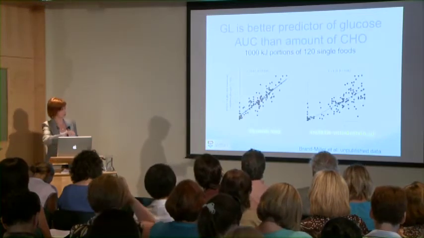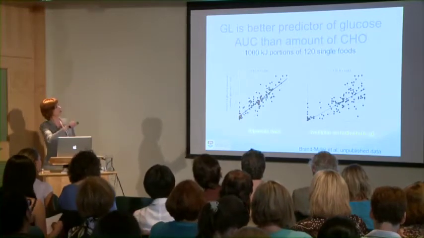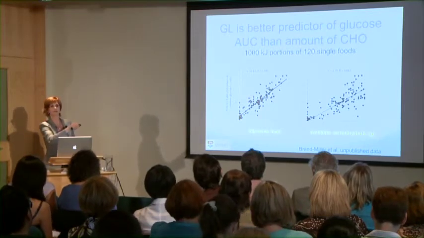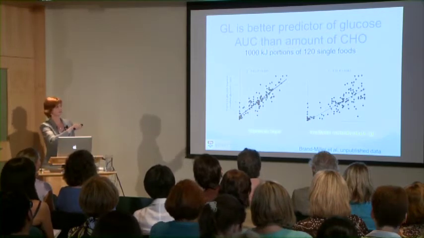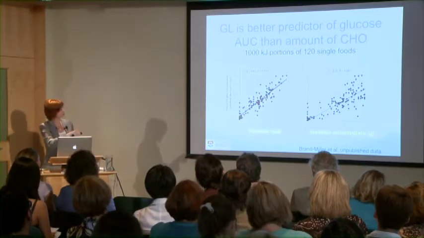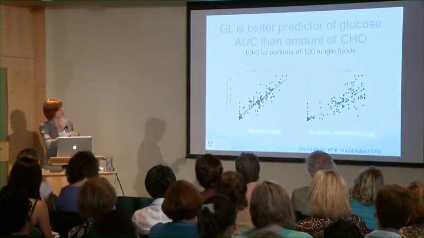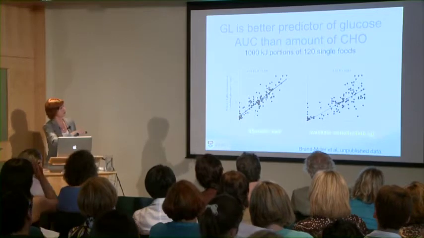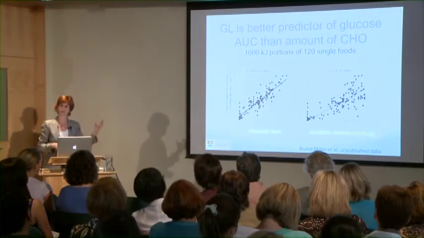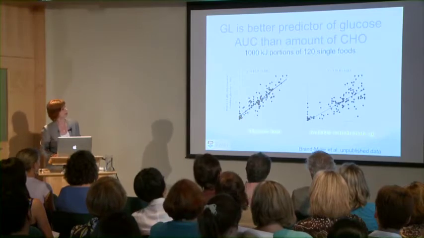Well, this paper we've just sent off about a week ago to Diabetes Care. So what we showed, we had 120 single foods that we tested in 1,000 kilojoule portions in 10 people each, all right? So each dot is, again, the average of 10 people. And this is the observed glucose response relative to 1,000 kilojoule portion of pure glucose. So what you can see is glycemic load is a stronger predictor, R is 0.87, compared to available carbohydrate. So if you want to know the metabolic response, the glycemic response, use glycemic load, not grams of carbohydrate.